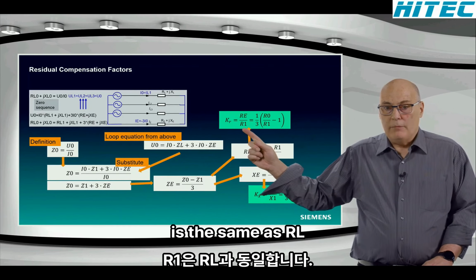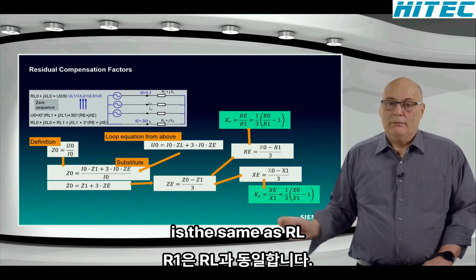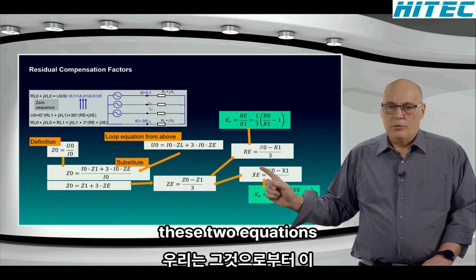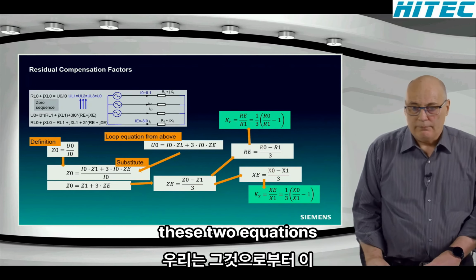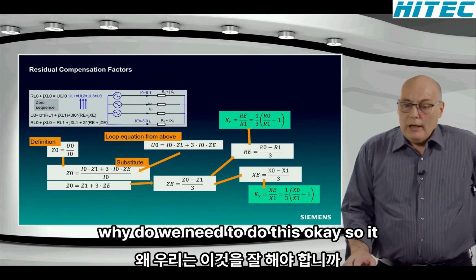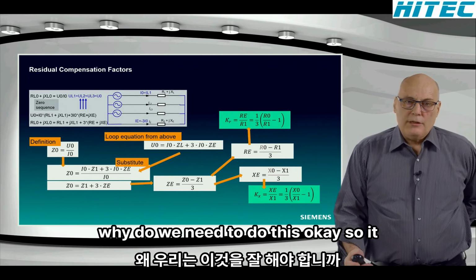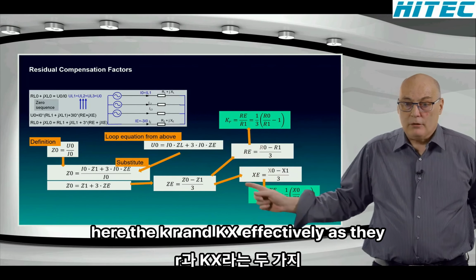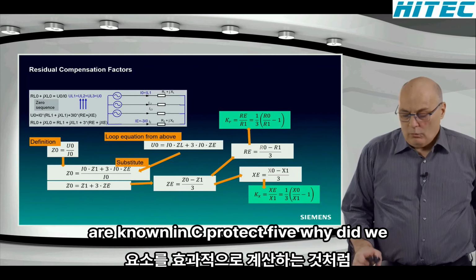Remember, R1 is the same as RL. As such, the Kx over here. And we derive these 2 equations from that. Why do we need to do this? Okay, so it seems like we're calculating 2 factors here, the Kr and Kx effectively as they are known in CPROTEC 5. Why did we do this?